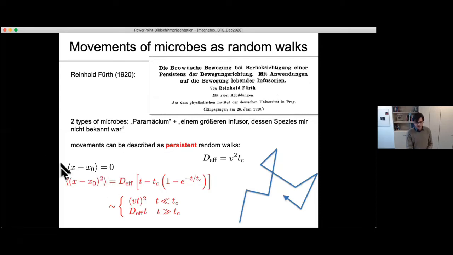So you do have, again, on long times, no average displacement, but you do have a mean square displacement that on short times behaves like the time squared, because you have a velocity on short times and a fixed direction. But on long times, this gets randomized, and you get, again, a diffusive behavior where the mean square displacement is linear in time, with an effective diffusion coefficient that scales like the square of the velocity times the time over which this bacterium or other microbe moves straight. So this is called a persistent random walk. You go straight for some time, but then over longer times, the motion is randomized. That was Fürth's argument 100 years ago, and that's still the way how we describe motions of bacteria today.